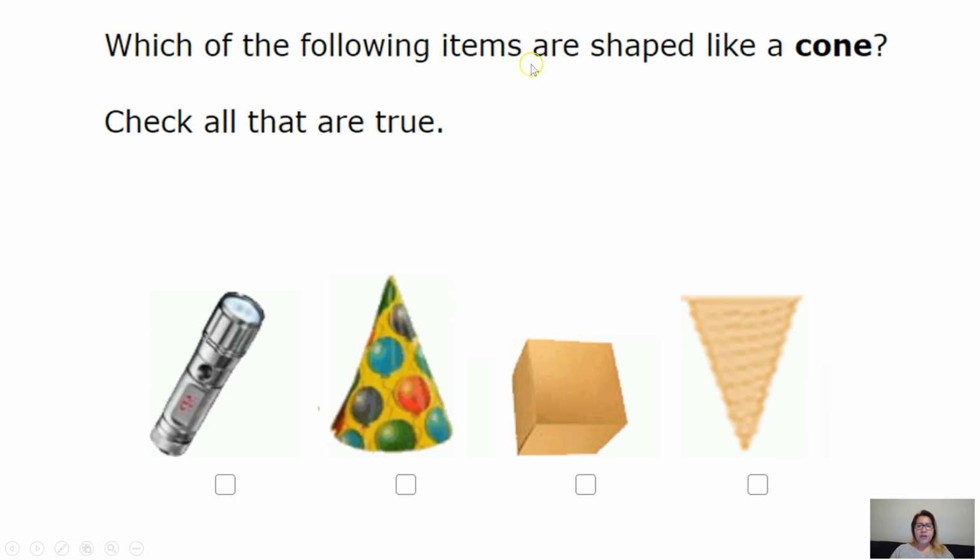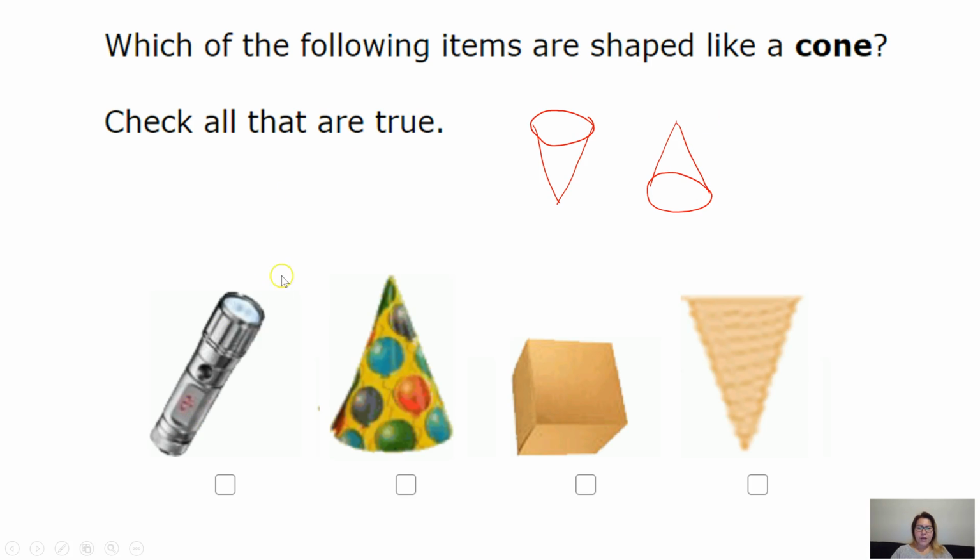Which of the following items are shaped like a cone? Check all that are true. So boys and girls, a cone could go either direction. Okay, so I'm going to make a V, kind of like an upside down triangle. And then I am going to draw an oval on the inside to give it the three-dimensional look. Okay, and then we have a triangle, and then again the oval. So that would be a cone.